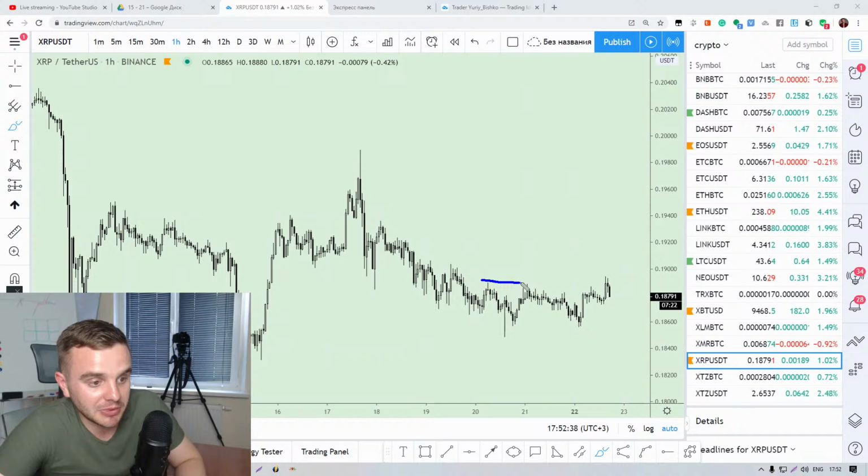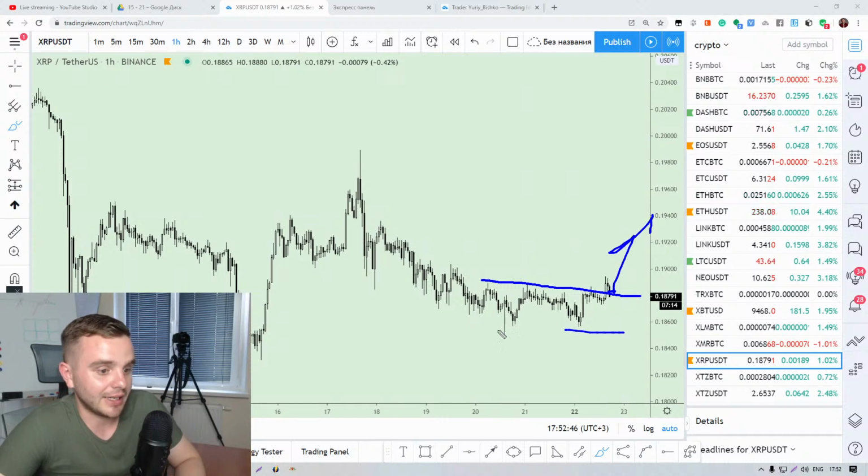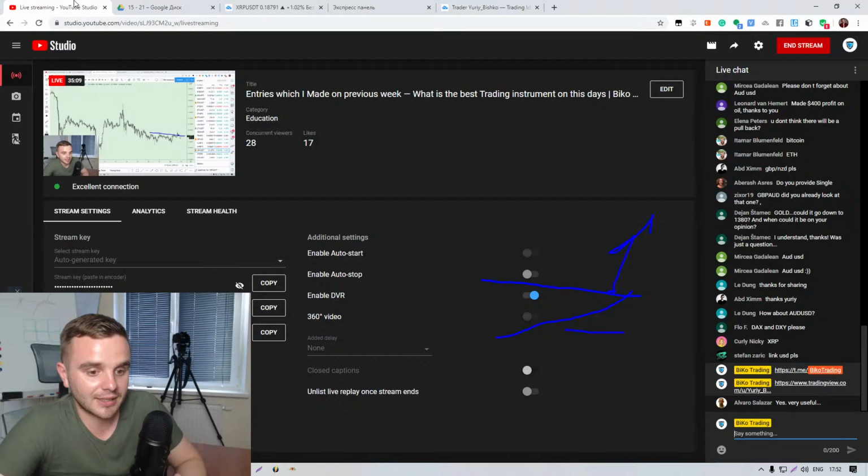Technically, Ripple at this trend line, if a 1 hour candle closes above, you can technically open a buy. But I personally would like to stay away from Ripple because it looks like no one needs it for a long term. Link USD please. Okay.